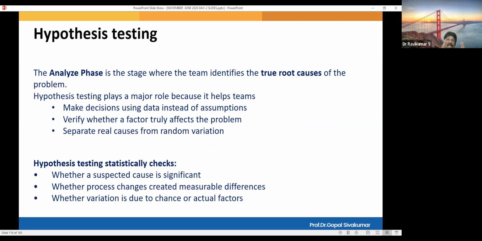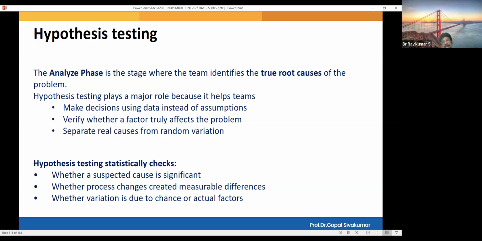Because we have a problem which we have identified in the define phase, and we have confirmed the problem in the measure phase by collecting the data. Then in the analyze phase, we are going to confirm the root cause for the problem. For that, you are using hypothesis testing. So what are the main tasks which our team has to do, and how does it help our team? See, here it helps to make decisions based on data, not on assumptions.